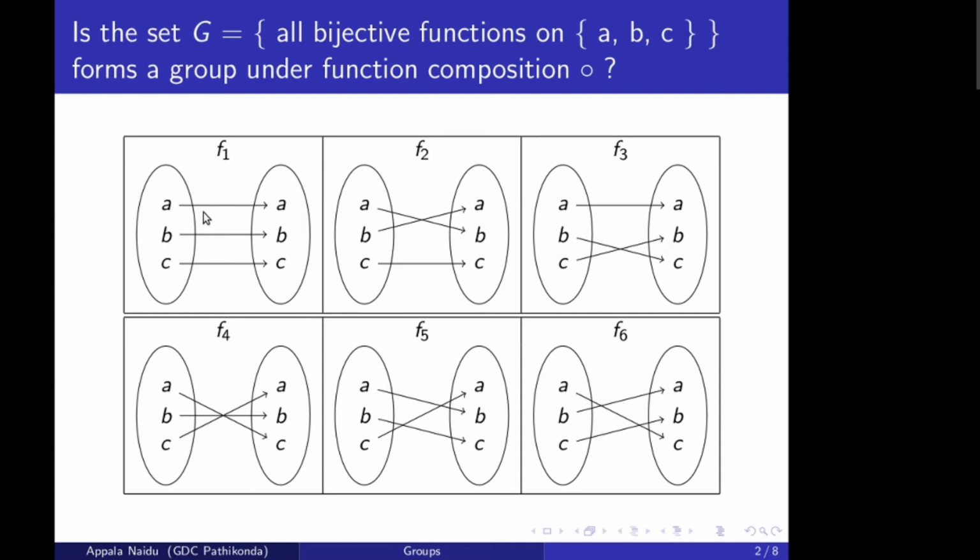So the first function is A is mapping to A, B is mapping to B, C is mapping to C. The second function is A is mapping to B, B is mapping to A, C is mapping to C. The third function is A is mapping to A, B is mapping to C, C is mapping to B. The fourth function is A is mapping to C, B is mapping to B, C is mapping to A. The fifth function is A is mapping to B, B is mapping to C, C is mapping to A. The sixth function is A is mapping to C, B is mapping to A, C is mapping to B. These are all possible bijective functions from the set A, B, C to itself.